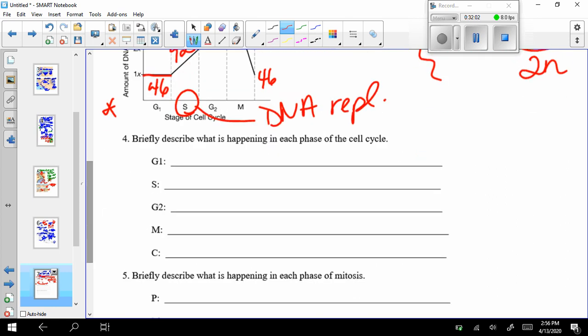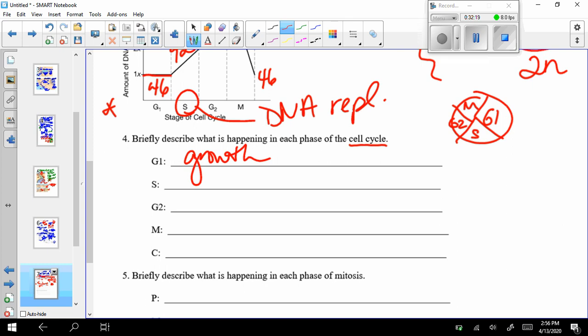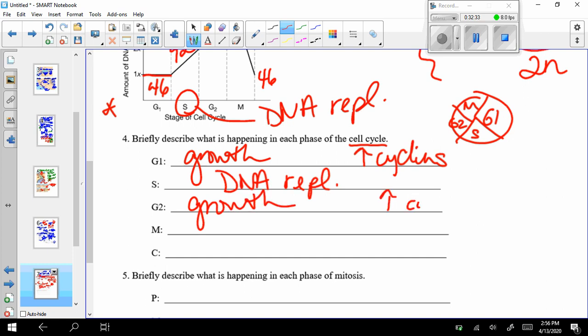All right. Briefly describe what's happening in each phase of the cell cycle. The cell cycle is the normal life of a cell. I always divide it up like this: G1, S, G2, and mitosis. G1 is normal growth. If it's going to divide, it's going to increase in the amount of cyclins that it has. We'll do cyclins in a minute. S is when DNA replication occurs. G2, more growth, different cyclins, but an increase in cyclins as well.